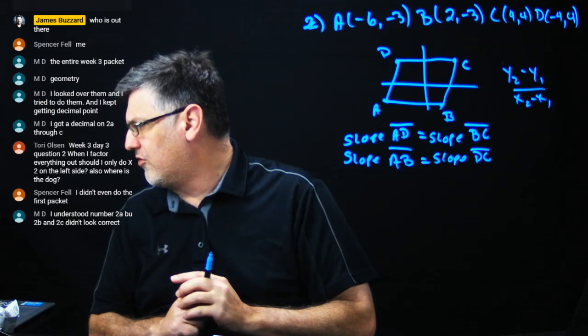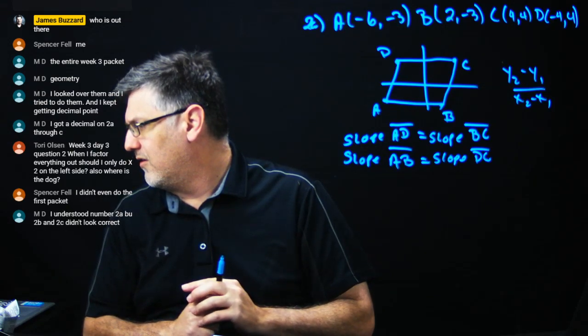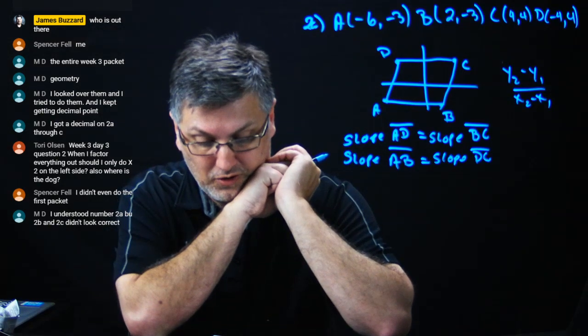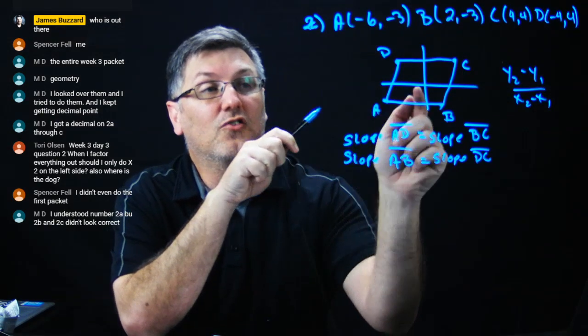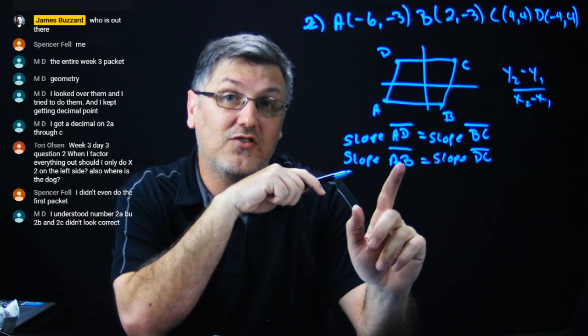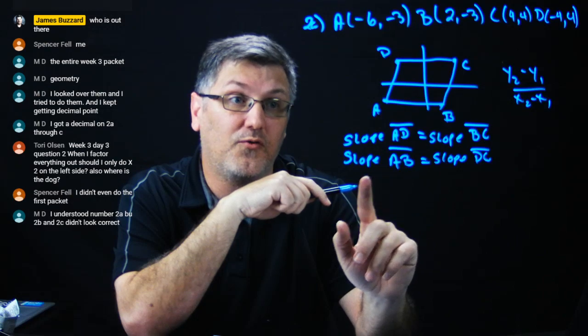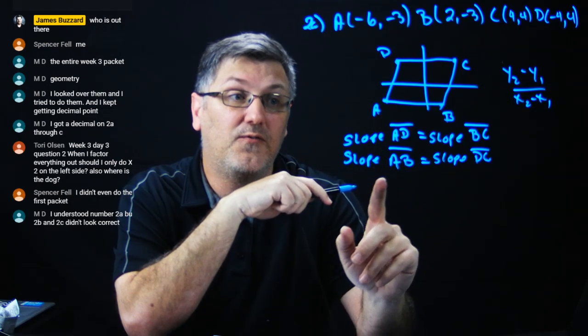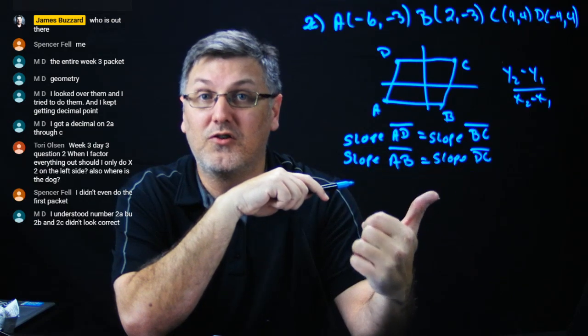So 2b and 2c didn't look correct. Okay, so if it doesn't look right, still do this part, but more than likely it's going to yield that it's not a parallelogram. So if you understand how to do 2a, this is the concept. Trust yourself. If you get these the same, then they're good.